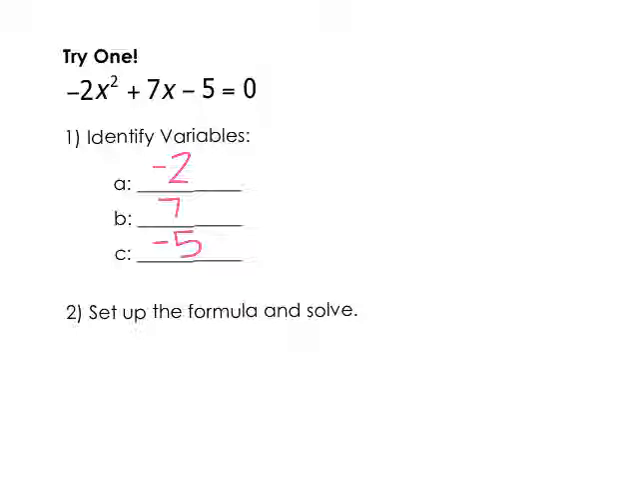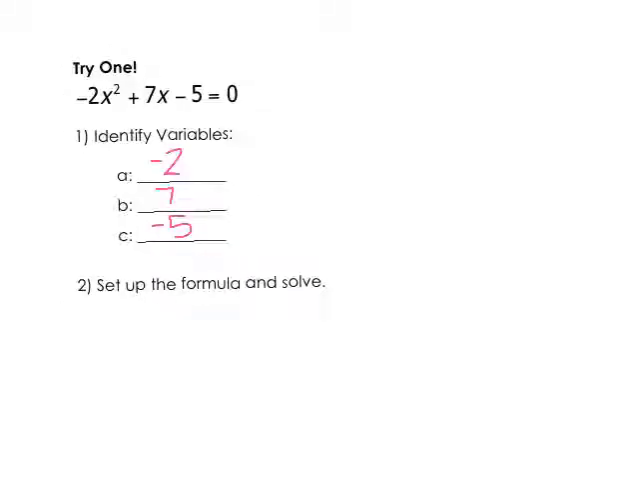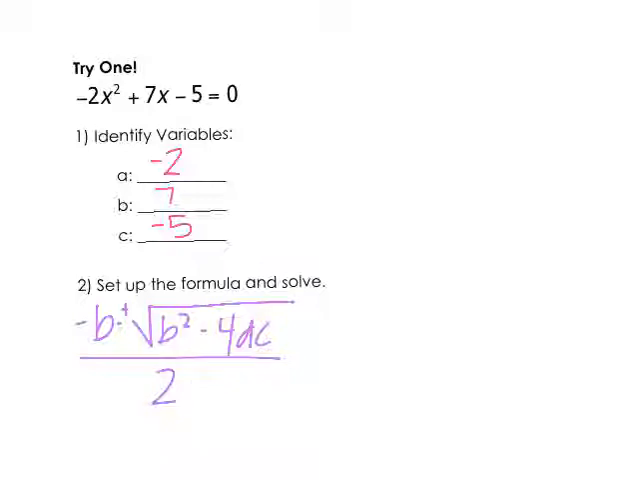So we already identified our variables, so now we need to set up the formula here and solve. Does anybody remember the formula off the top of their head? X is equal to the negative B plus or minus the square root B squared minus 4AC all over 2A. See, it pays to know the song. It pays to know the song. So negative B plus or minus the square root of B squared minus 4AC all over 2A.